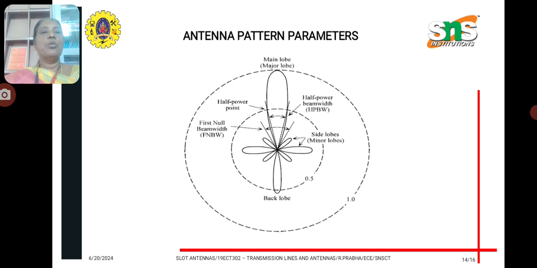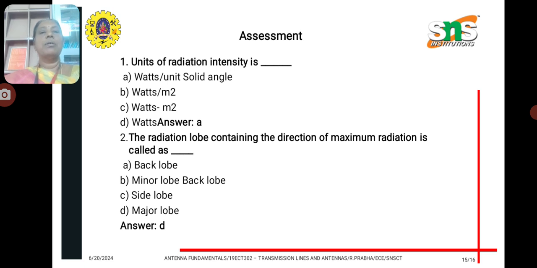The picture represents the antenna pattern parameters. We have the major lobe, and the main lobe is the maximum radiation lobe. Half power points are the points where the power is half, and in between the half power points, the half power beam width is measured, and in between the two first nulls, the first null beam width is measured, and back lobes are given in the picture. Now the assessment: the unit of radiation intensity is watts per unit solid angle, and the radiation lobe containing the direction of maximum radiation is called, we know, the major lobe.